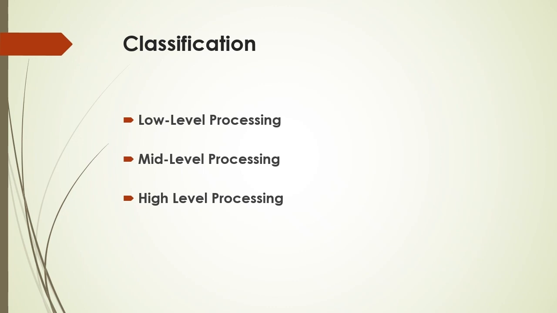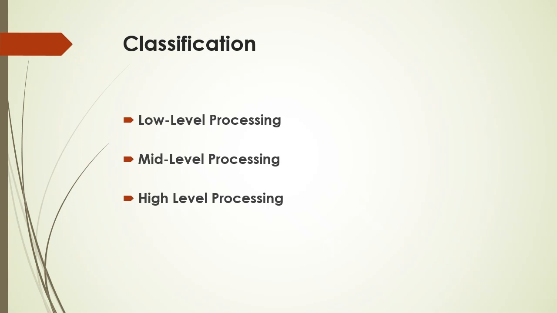In low level processing, we involve basic operations such as image pre-processing, image enhancement, image restoration, and image sharpening, etc. The main characteristic of low level processing is that both the inputs and outputs are images. As the processing happens at a very low level, both the inputs and outputs are the same type of file, that is, an image.